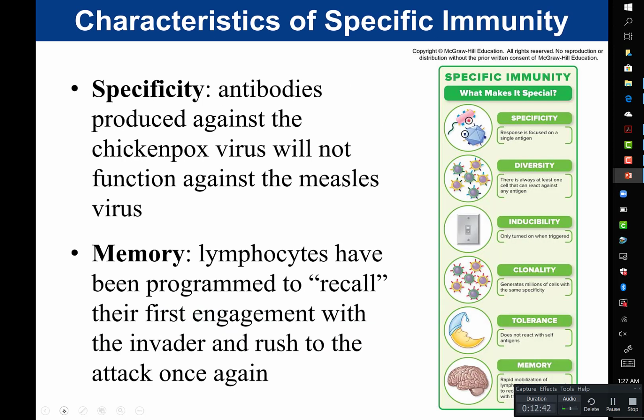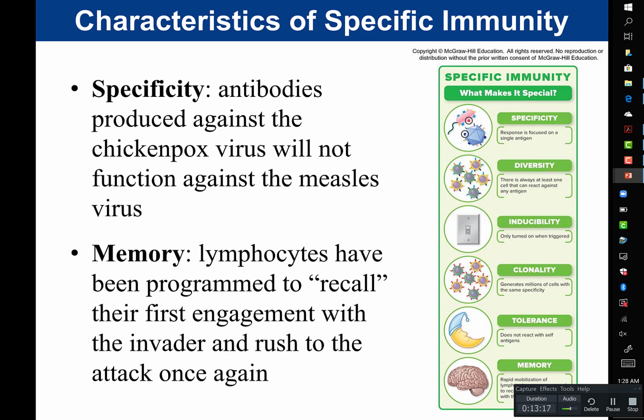So there are several important characteristics of specific immunity. And so the first property that's important for acquired immunity is what's called specificity. And specificity is when a response is focused on a single antigen. So antibodies that are produced against the chickenpox virus, for example, the varicella virus, will not react against the measles virus. So the immune response is highly specific.